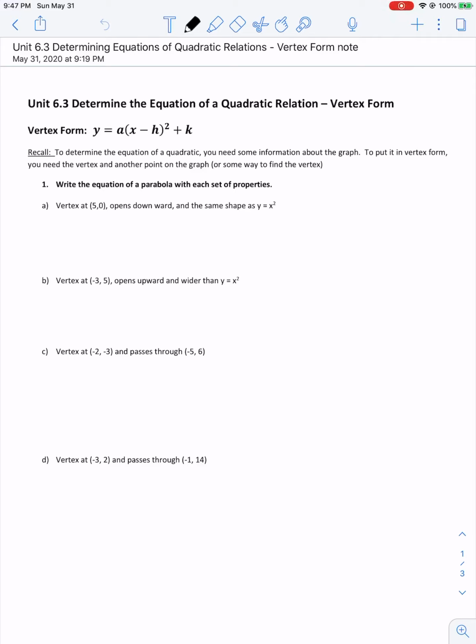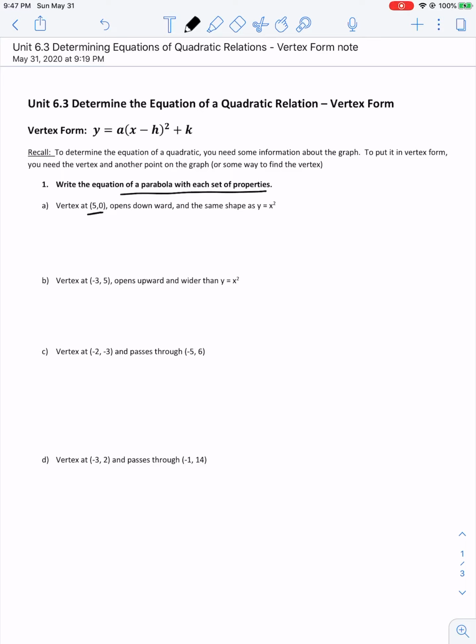This is Unit 6.3, determining the equation of quadratic relations in vertex form. And we're also going to take a look at the relationship between vertex form, standard form, and factored form. All right, write the equation of each parabola with each set of properties. Right now we're just going to do it in vertex form.